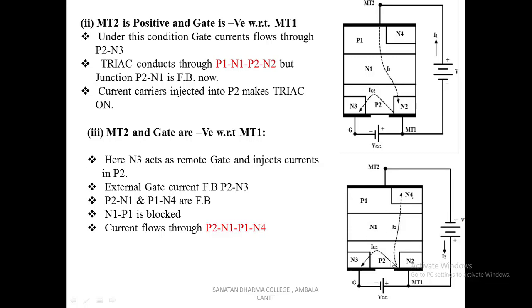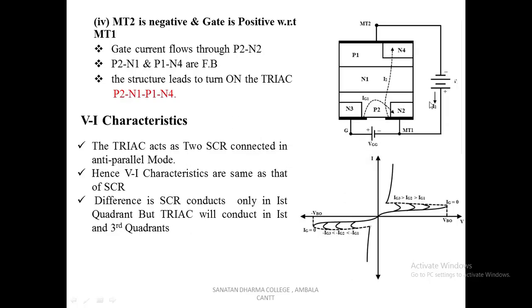So current will start flowing through this path: P2 and N1, P1 and N4. So now the current path will be opposite to the previous case. The current is flowing in this direction from MT1 to MT2. Let us see the fourth case. Again in this case also, the current will start flowing from MT1 to MT2.